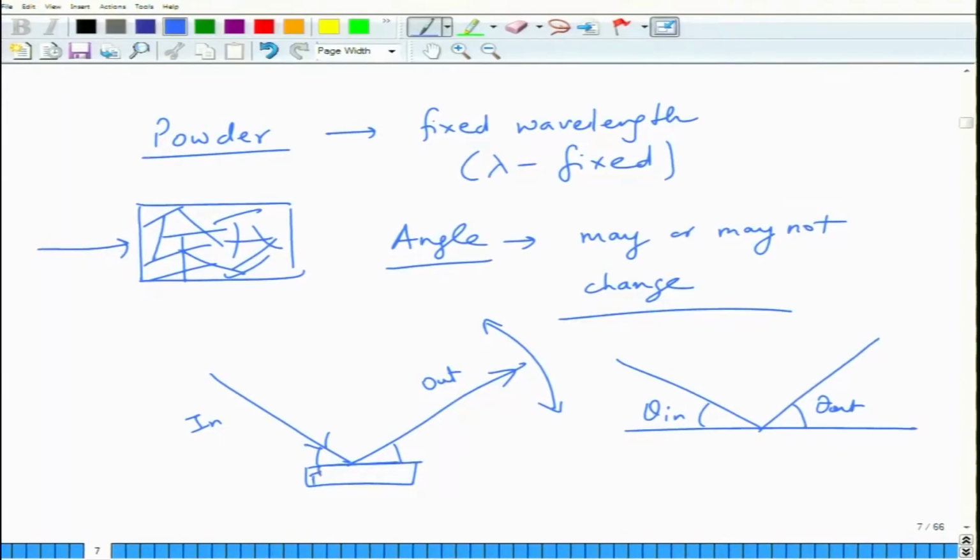So, in case of a powder specimen, since there are multiple orientations present all over the place, you will have diffraction taking place. All you need to do is keep the X-ray beam fixed, you can even keep your sample fixed, and just move the detector. Whereas, in case of single crystals you may have to move the sample, and you may have to move the incoming beam as well, to get the maximum diffraction possibility.